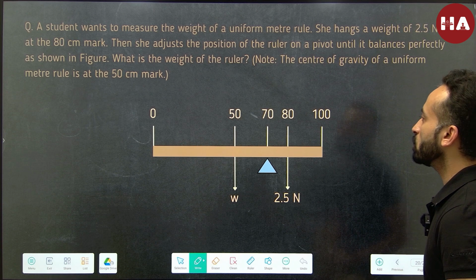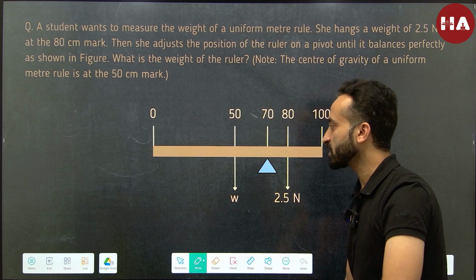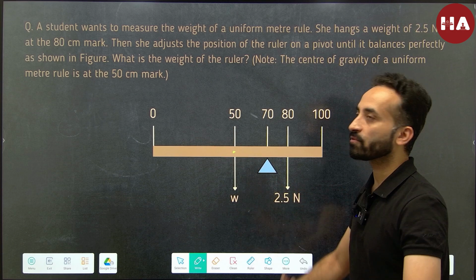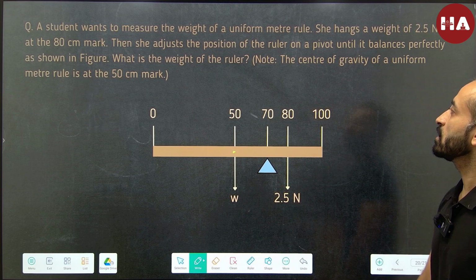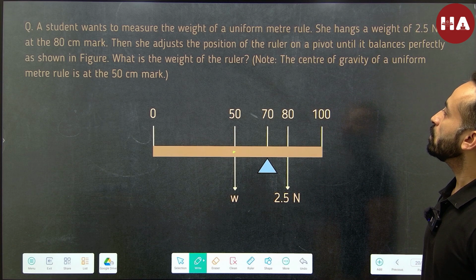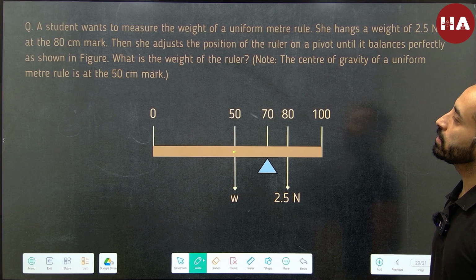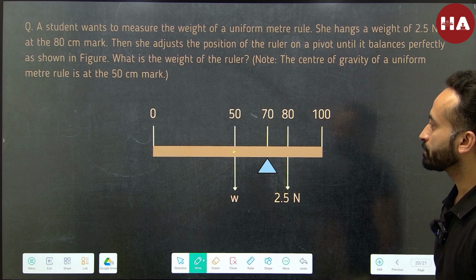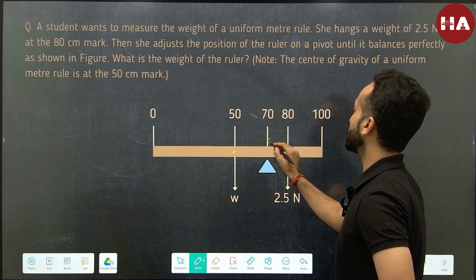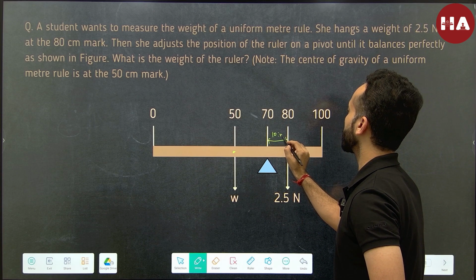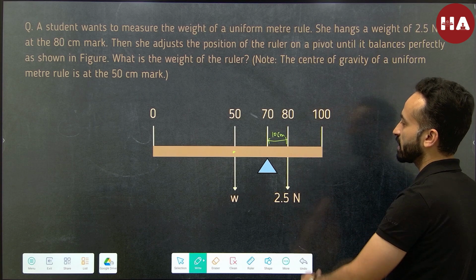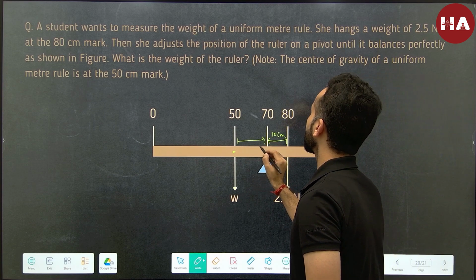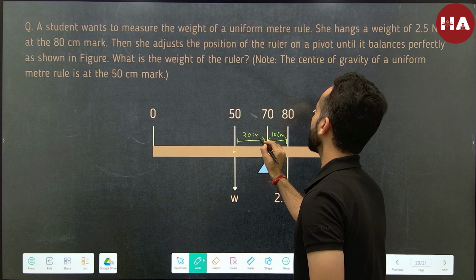Okay. So obviously the weight is acting at the 50 centimeter mark. This is where the center of gravity is, what we have learned. So what is the weight of the ruler? Clockwise torque is equal to anti-clockwise torque. This distance is 10 centimeter, of course, 70, 80, while this distance is going to be 20 centimeter.